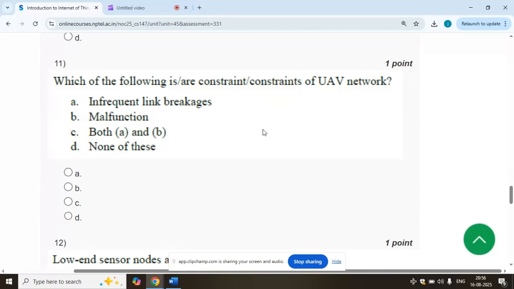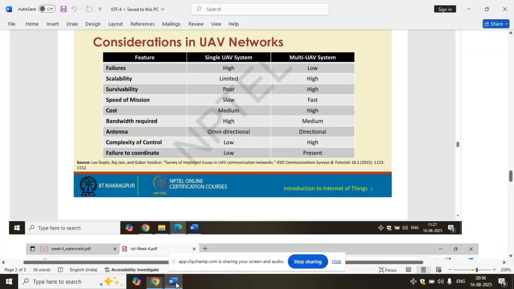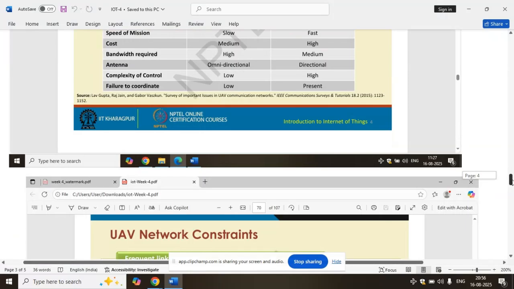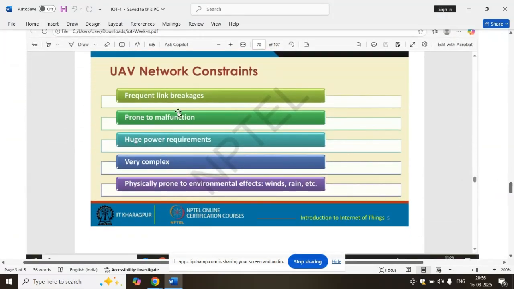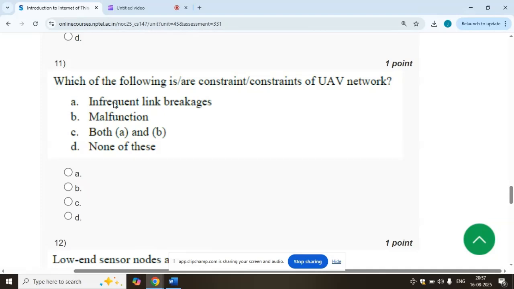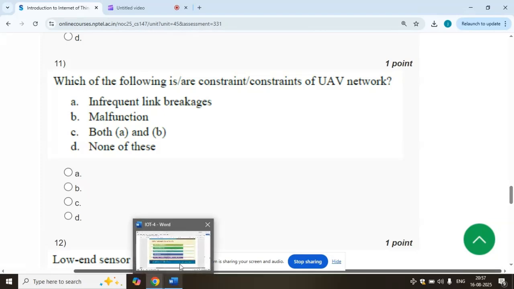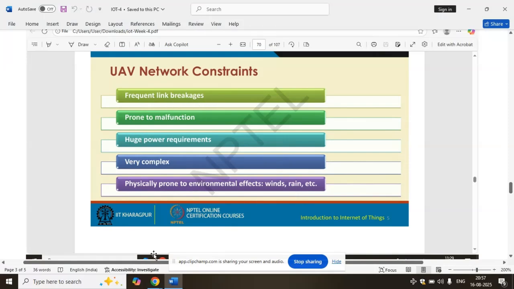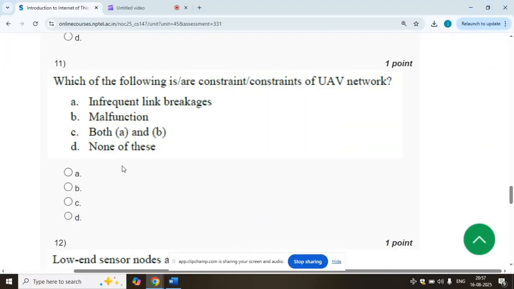Which of the following is are constraints of UAV network? So we'll see that one. Constraints of UAV. So UAV network constraints are frequent link breakages, prone to malfunction, high power requirements. It's very complex, and physically prone to environmental effects, winds and rain. What is given here? So infrequent they have mentioned, whereas here it is frequent link breakages, frequent. So A is not correct, B is correct. Therefore, B is the only correct answer.